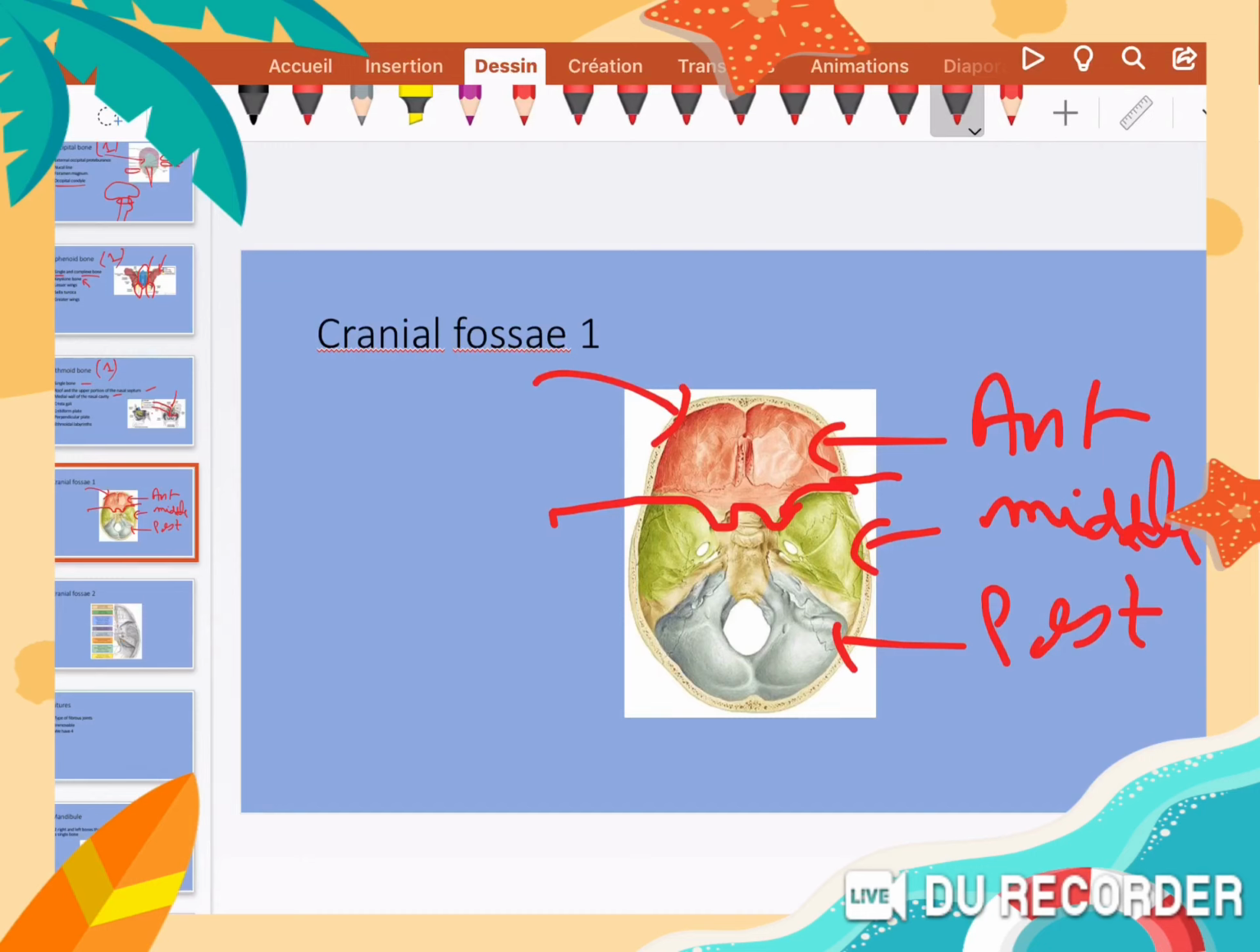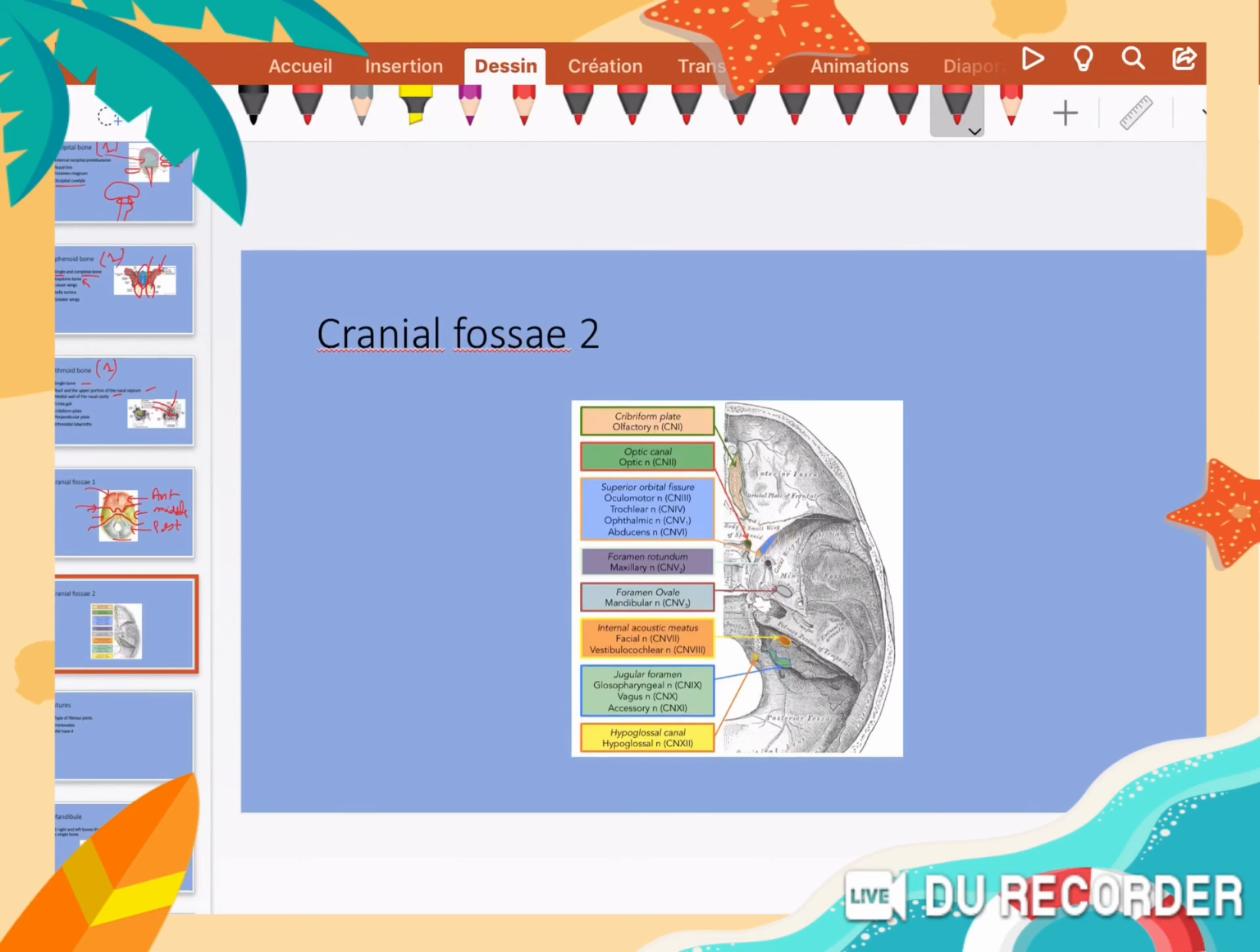Okay, the middle cranial fossae is bordered anteriorly by the posterior portion of the lesser wings of the sphenoid, and posteriorly by the apex of the petrous region of the temporal. This is the temporal, in green, the petrous region, and the apex of the petrous region here. And lastly, the posterior cranial fossae is bordered anteriorly by the apex of the petrous region, and posteriorly by the occipital bone. Then let's discuss a little bit the foramen.